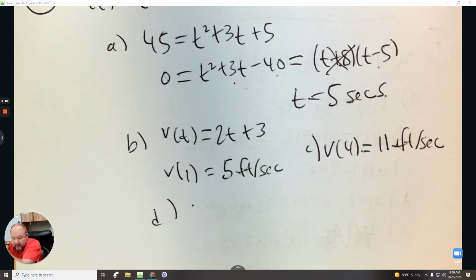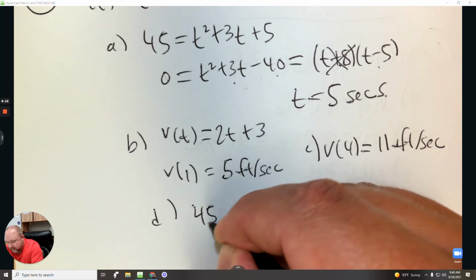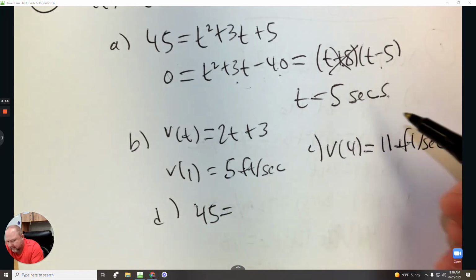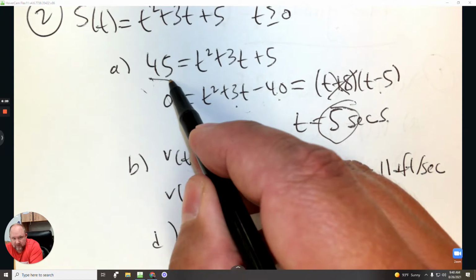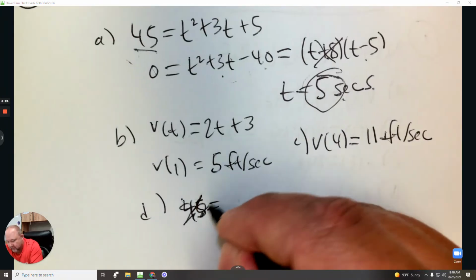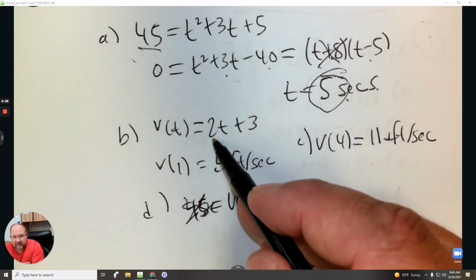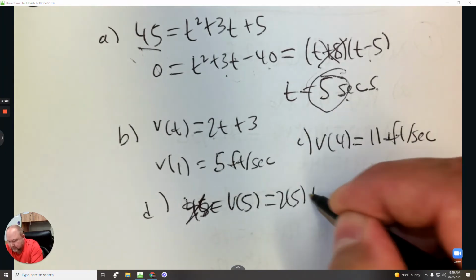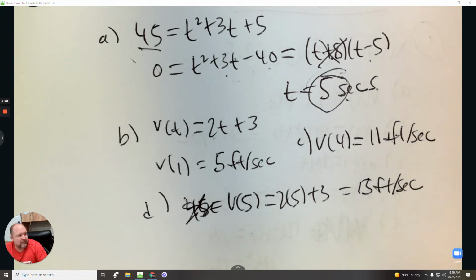D, what is the balloon's velocity when it's 45 feet high? So when it's 45 feet high, I need to know the time. 45 feet high is the position. We did that one already, right? So at 45, at what time is it? It's at 5 seconds. So then I plug in 5 seconds into the velocity, and it's 2 times 5 plus 3. So the velocity at that time is 13 feet per second.